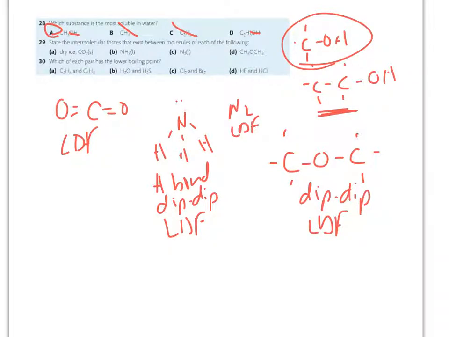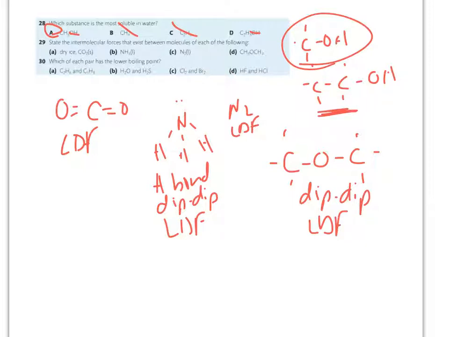30, which of each pair has the lower boiling point? So the lower boiling point is going to be the less polar one in each case. Or if they're both nonpolar, it's going to be the heavier of the two. So when I look at number 30A, those are both polar molecules. They're going to be fairly linear.